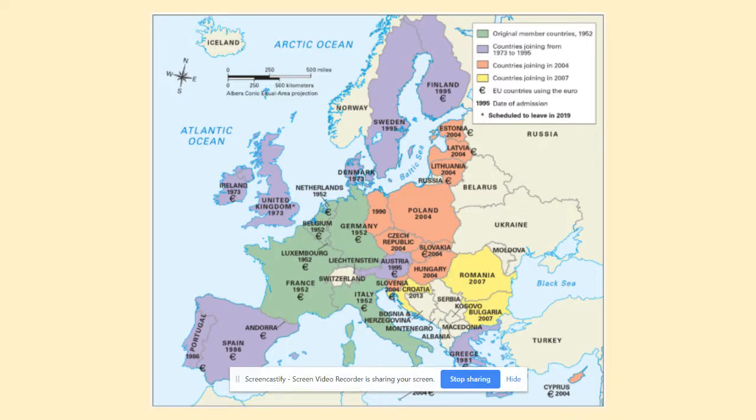So our founding members are right there in the center part of the map in the green. That's the original 6 that were part of the common market after Robert Schuman's speech. And then you can see the different waves that are color-coded in the key and how these countries joined, what year they joined, and when they joined.